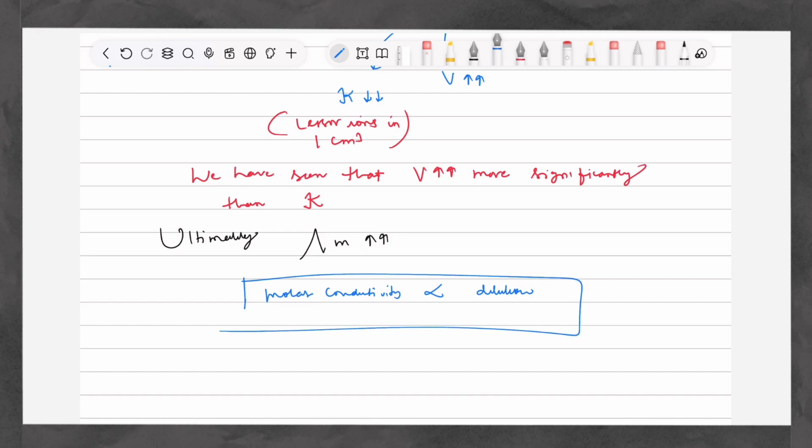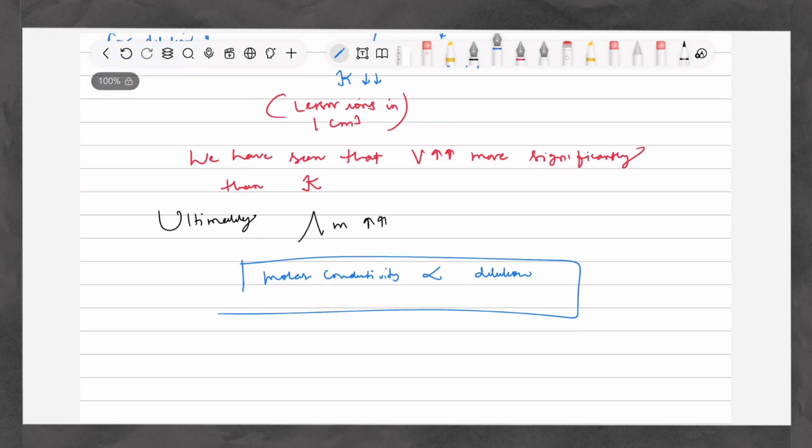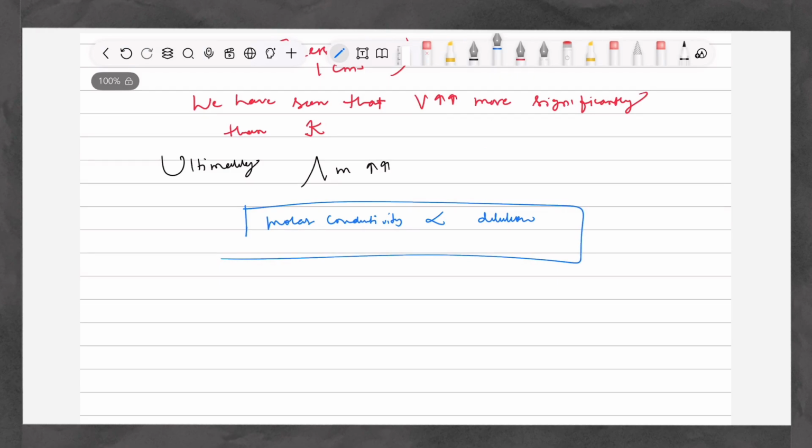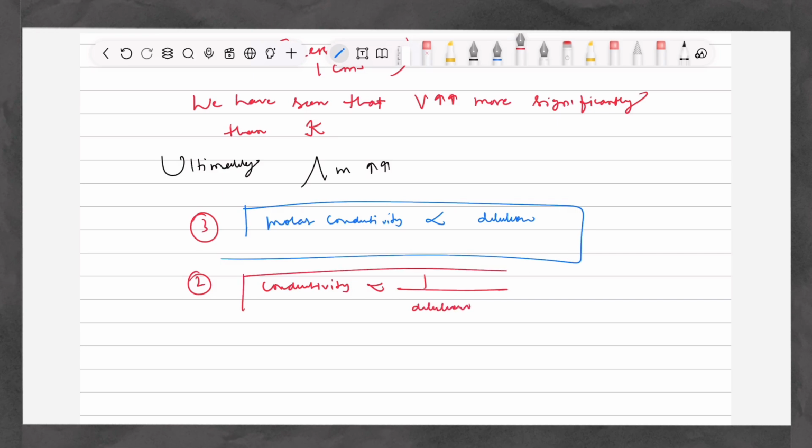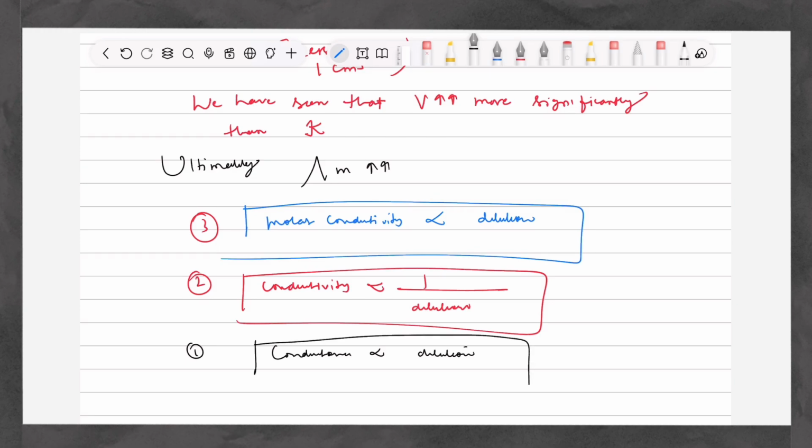So this is the concept we studied. This is the third formula. The second formula we have studied, conductivity, is inversely related to dilution. And in the first formula, we discussed that conductance is directly related to dilution. So these are the 3 important concepts.